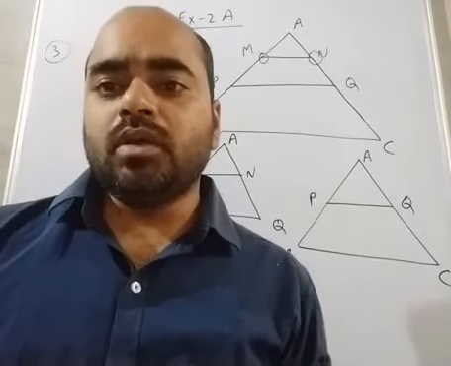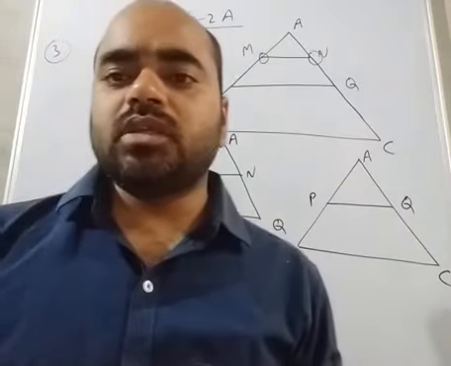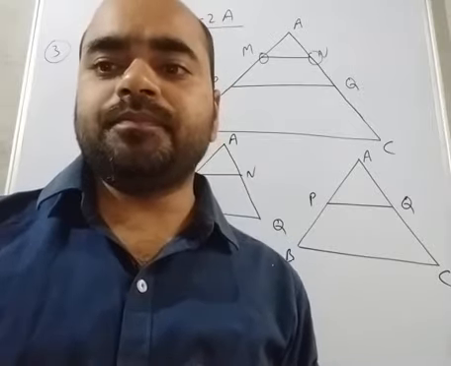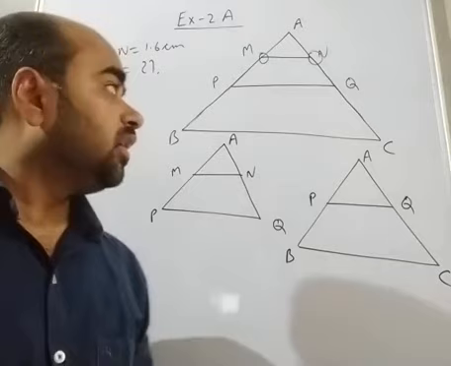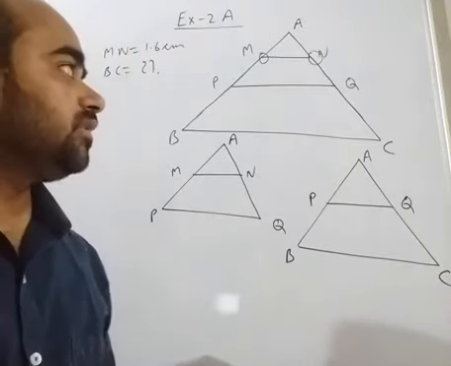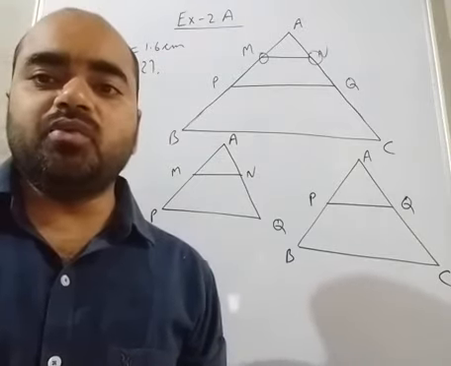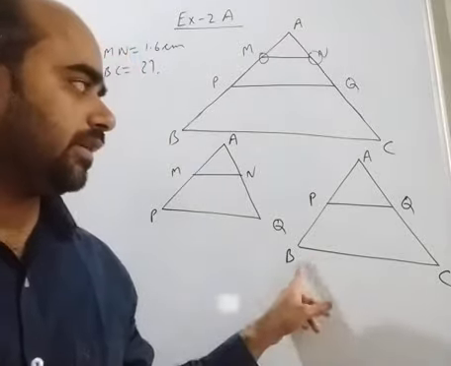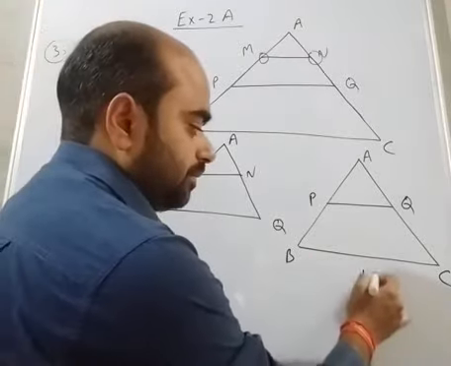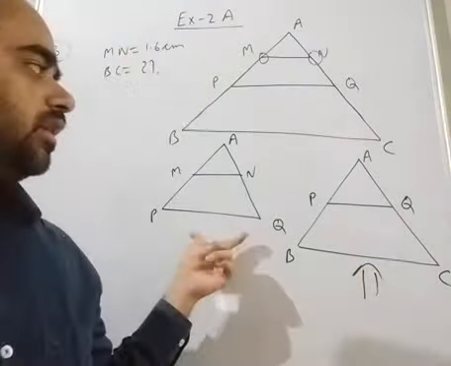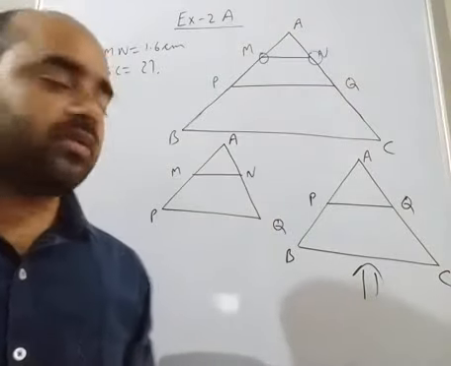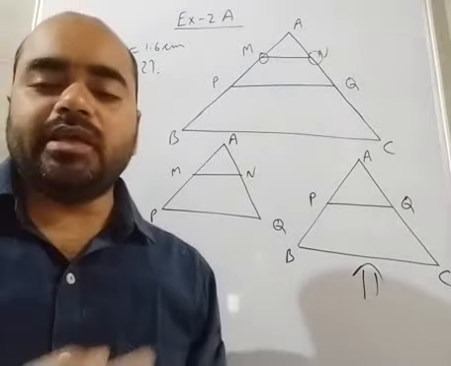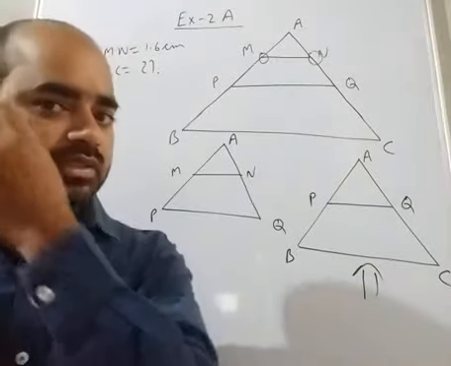Hello everyone. Now we will discuss question number 3. In question number 3, what is given? In triangle ABC, P and Q are midpoints of AB and AC in this diagram. And in triangle APQ, M and N are midpoints of AP and AQ. This is given in the question, correct?